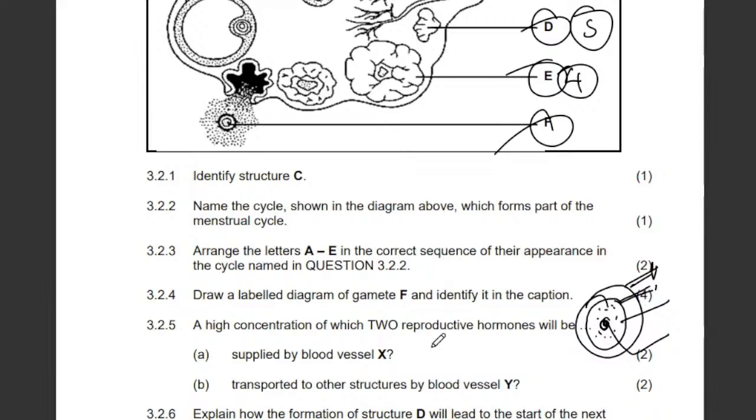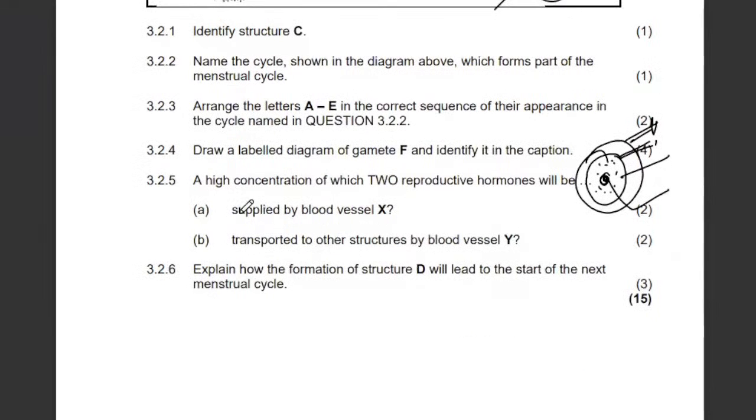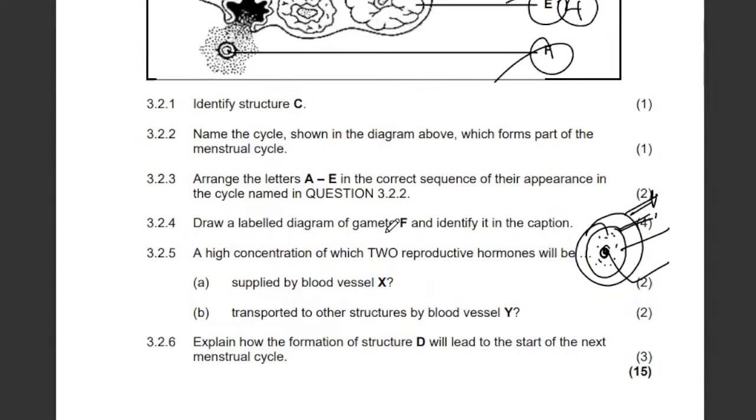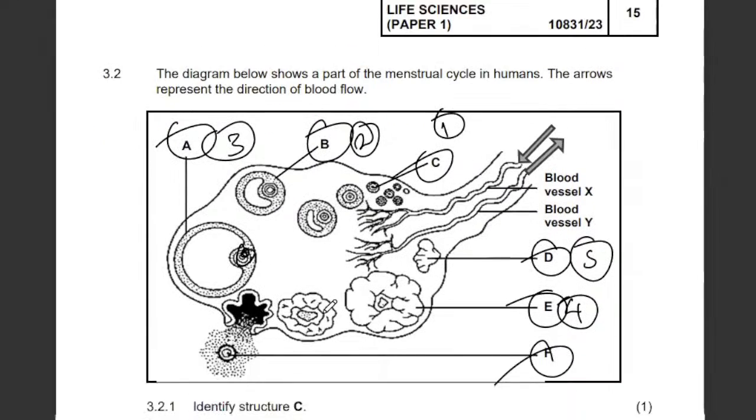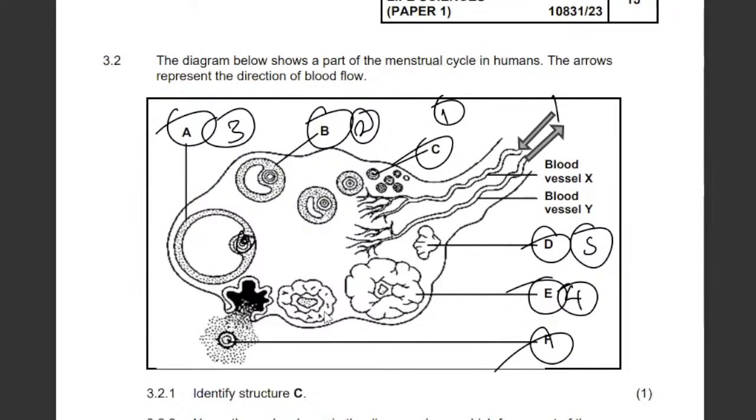Yes, because we are looking at an ovum which is mature, because even this is still an ovum, but it's not yet mature. And then you're saying that high concentration of which two reproductive hormones will be supplied by X. Where is X? X is bringing, meaning that it is from the brain bringing here. So it means that it's going to be follicle-stimulating hormone and luteinizing hormone.